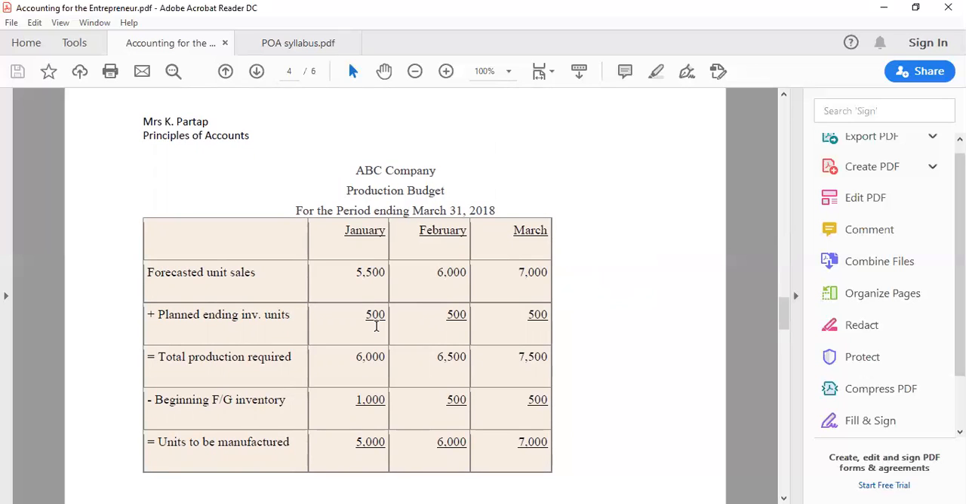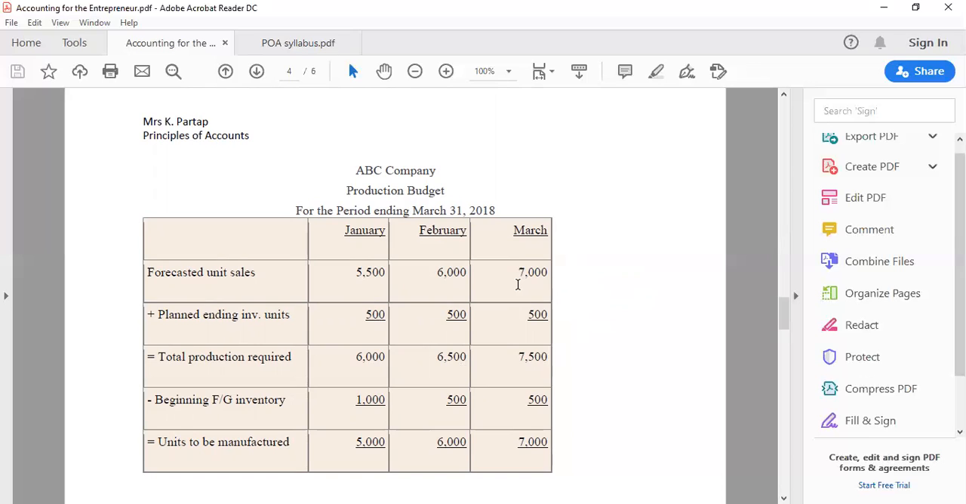I'm gonna repeat that one more time. In January month, we said at the end of January, we are planning to have 500 items remaining. So when we start February, we should have a beginning balance of that same 500, because if it's the end of January, it's obviously going to begin February. So that 500 is actually brought down to February. And when we minus that from February, we will get the amount of units that we actually have to manufacture.